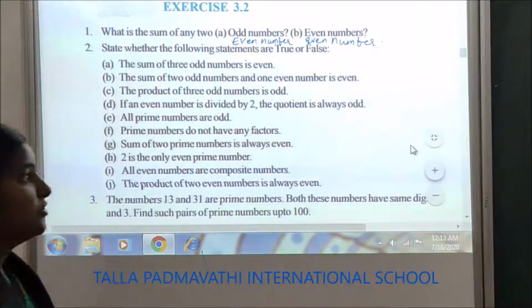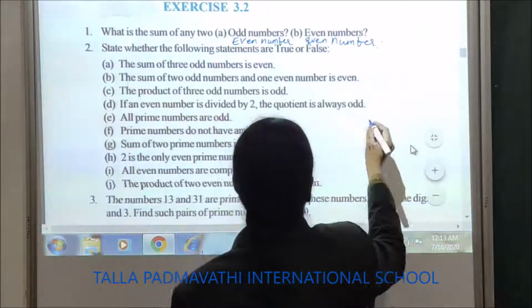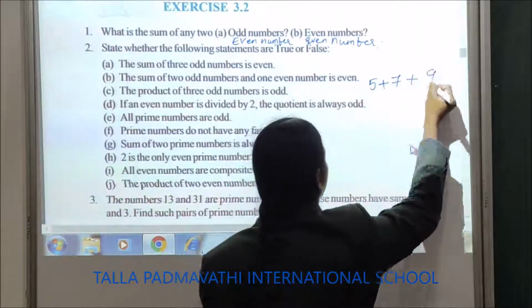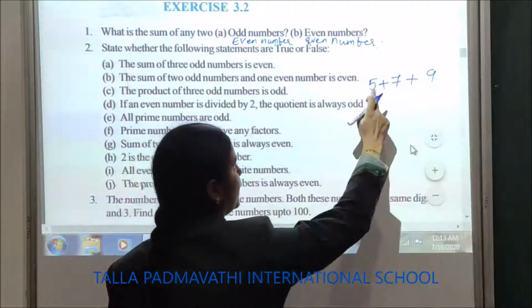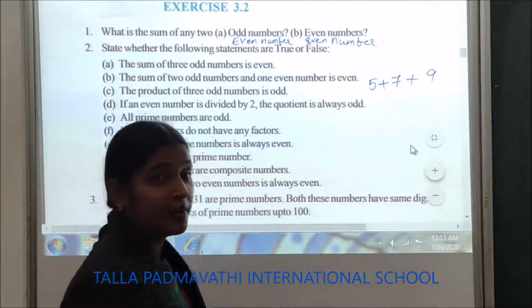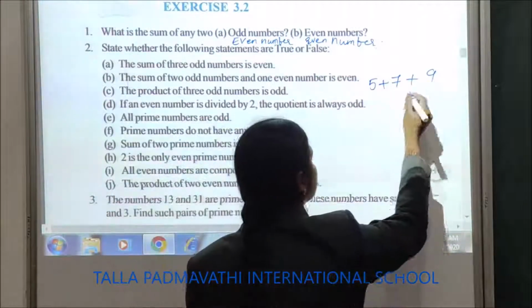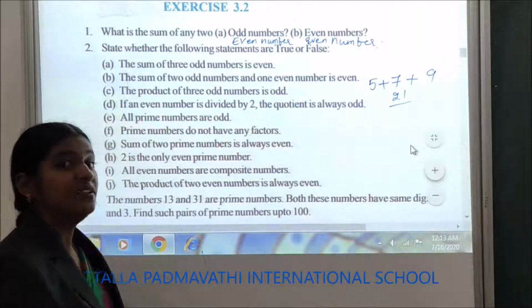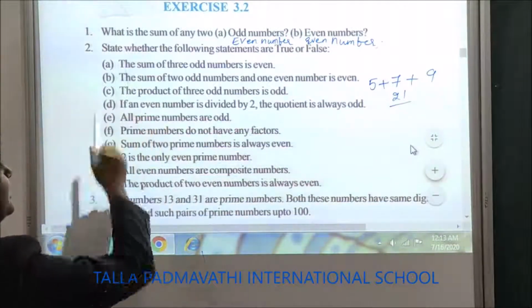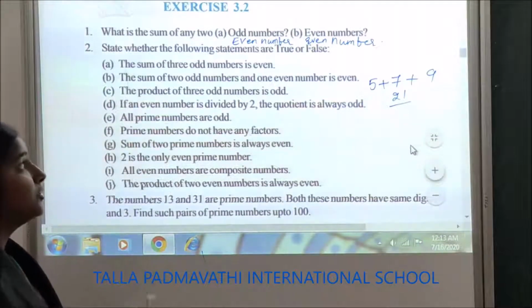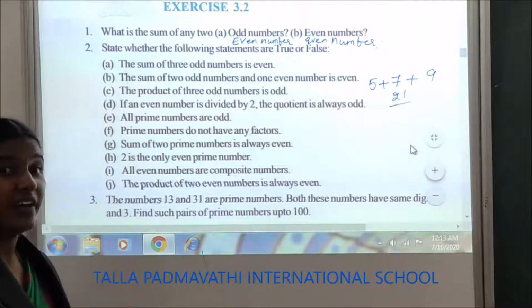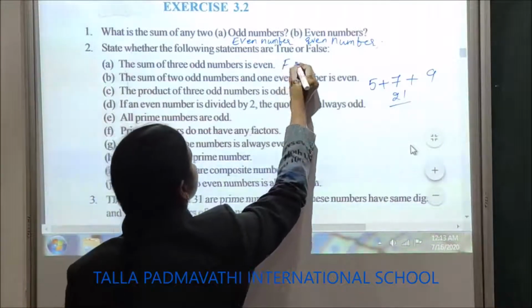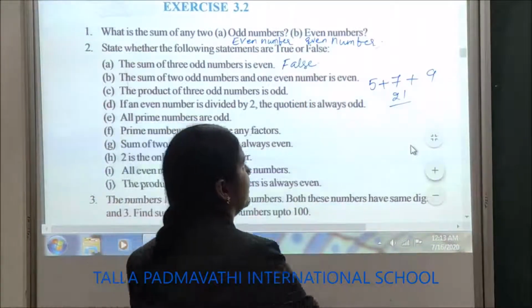Let us take three odd numbers. That is 5, 7 and 9. Now add them, children. So 5 plus 7 is how much? 5 plus 7 is 12. So 12 plus 9 is 21. Is 21 an even number? No, it is an odd number. But here they have given that the sum of the three odd numbers is even. That means it is false. It is an odd number. So it is false.